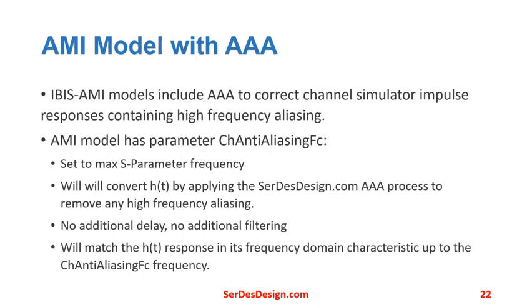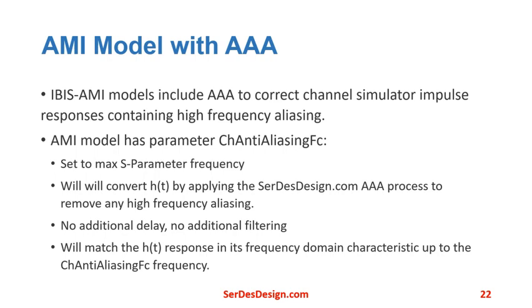An AMI model with the SerDesDesign.com anti-aliasing algorithm is used to correct the channel simulator impulse response that contains high-frequency aliasing. The AMI model has a parameter called channel anti-aliasing FC. By default, this value is 0 and is not used. When it is to be used, its value is set to the maximum S-parameter frequency. This should be greater than or equal to the signaling symbol rate.